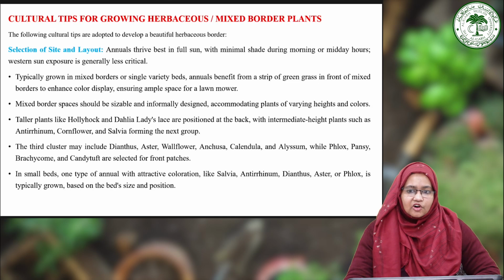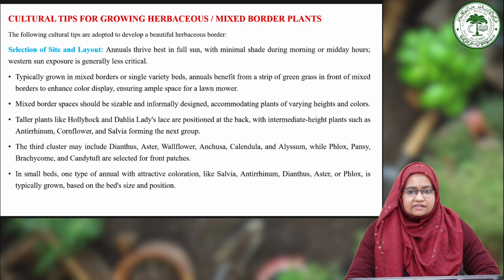Selection of site and layout. Most annuals thrive in full sun, with shade for even a few hours in the morning or midday adversely affecting their growth and flowering. Western sun is generally less critical. Annuals are typically grown either in a mixed border or as a single variety in a small bed. Incorporating a strip of green grass in front of a mixed border or between two beds enhances the color display and should be wide enough to accommodate a lawn mower.